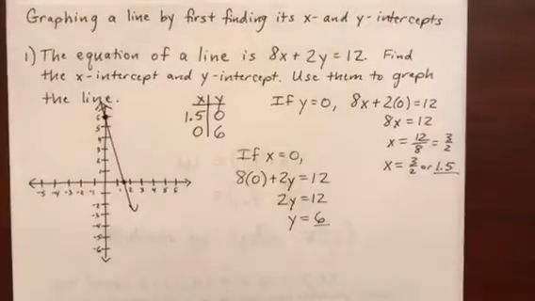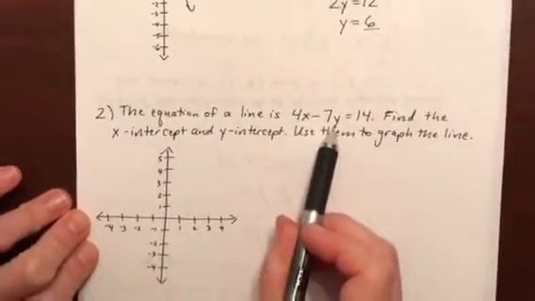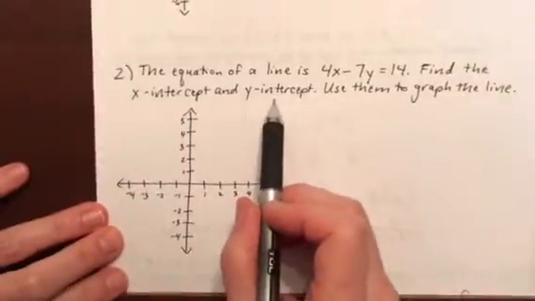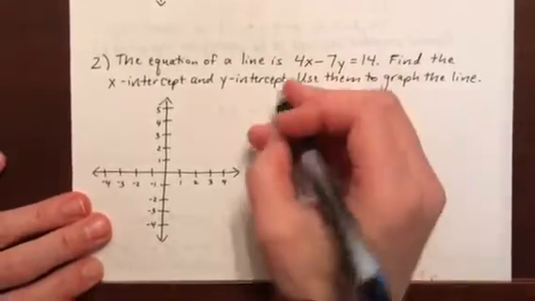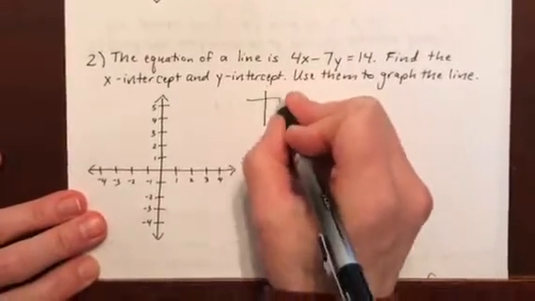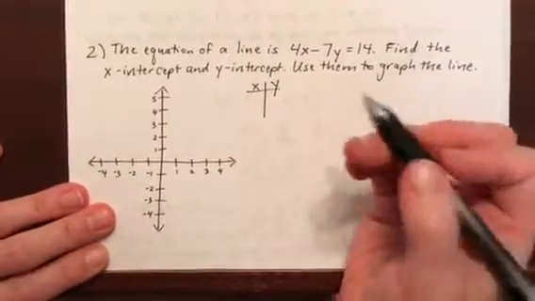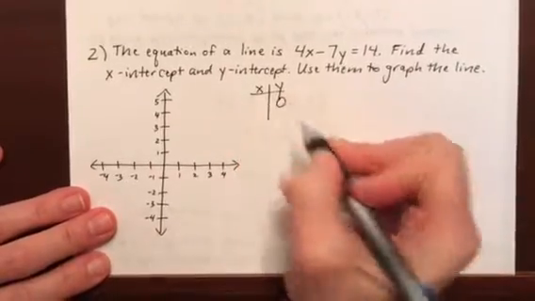Okay, take a look at our second example. The equation of a line is 4x minus 7y equals 14. Find the x-intercept and y-intercept and use them to graph the line. So again, we know that we can find these intercepts by putting in a 0 for the opposite value. So to find the x-intercept, we'll put in y equals 0.